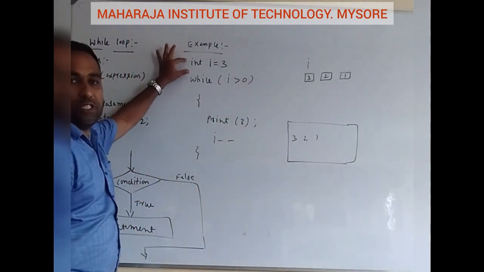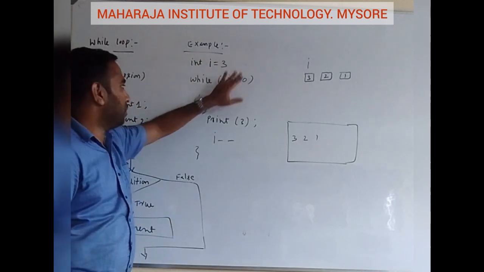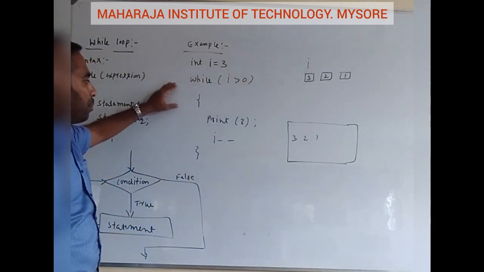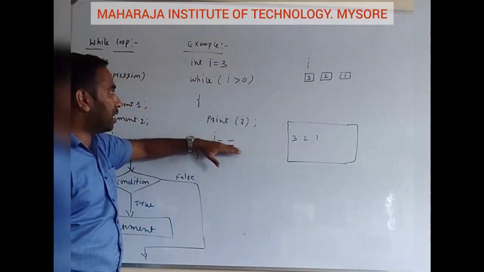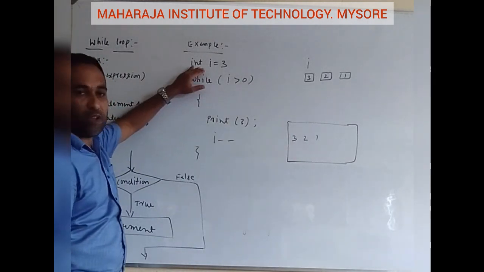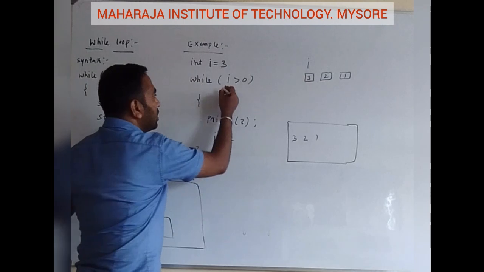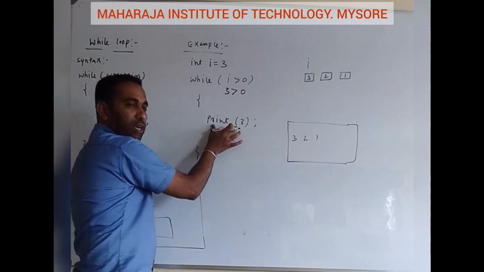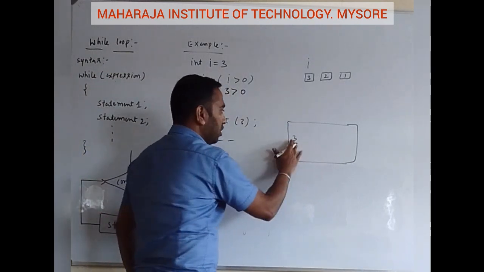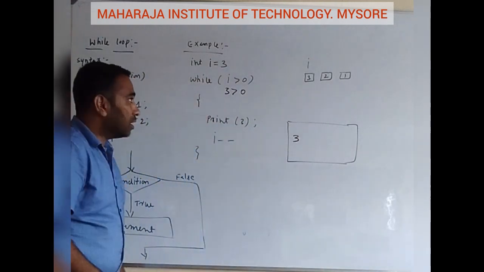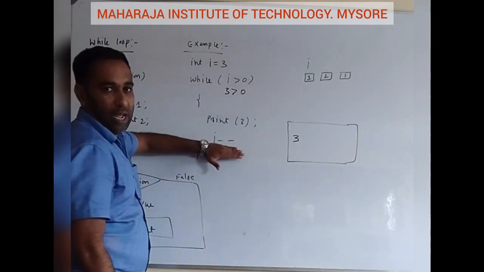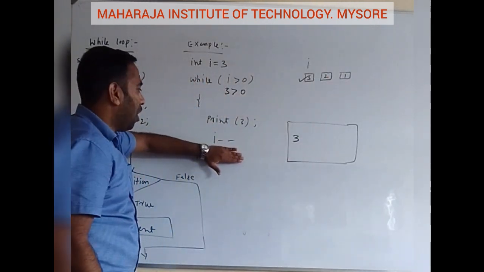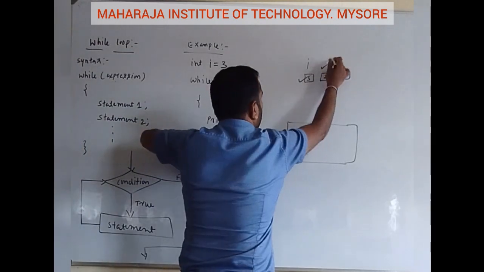This is my integer variable. I have given the value i is equal to 3. Then I am checking the condition i is greater than 0, then print the value, and then we decrement the i value. See here, what is the value of i? 3. Check: 3 is greater than 0. Yes, obviously. Then it will print 3 on the output screen. After 3, it will decrement i. In the beginning i was 3; after decrementing, i becomes 2.